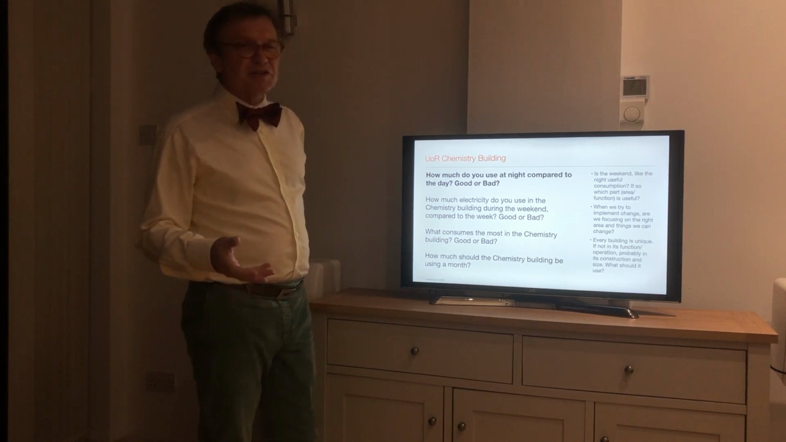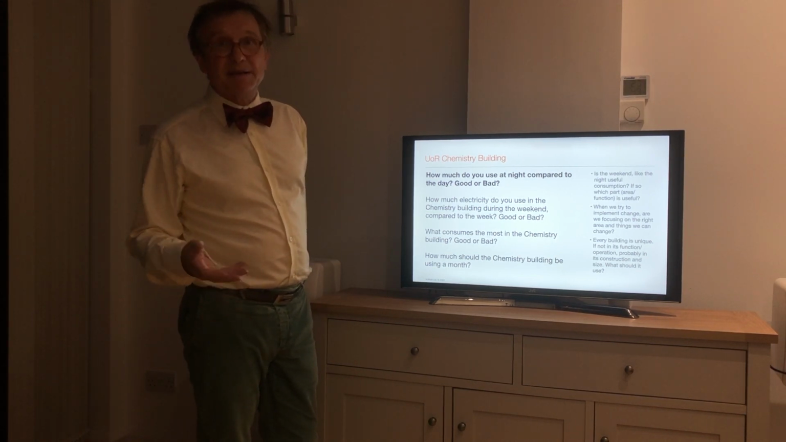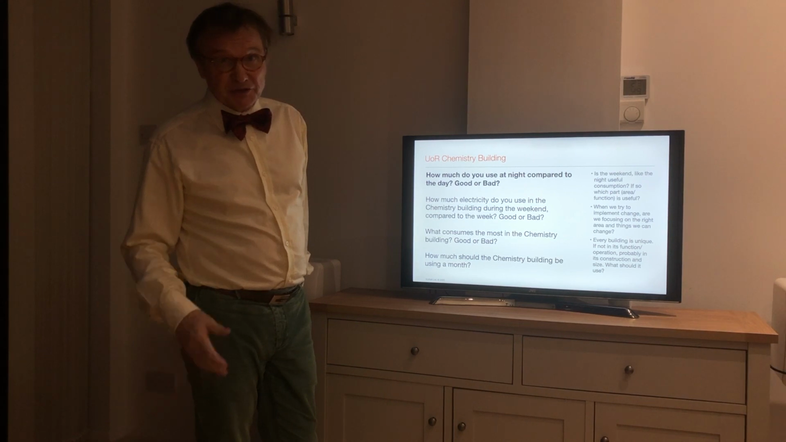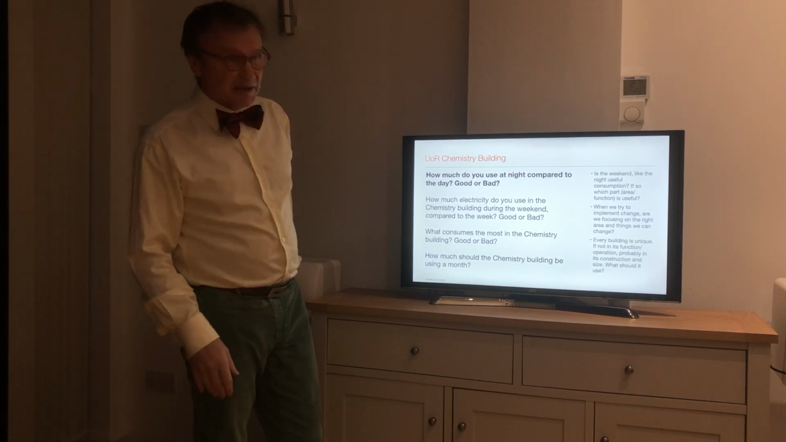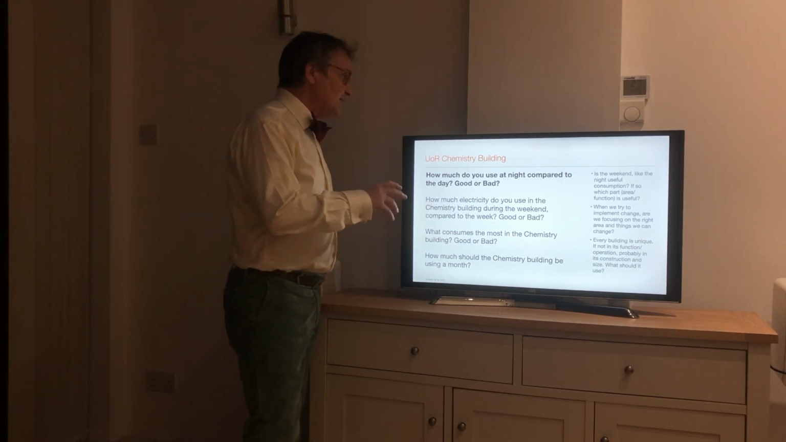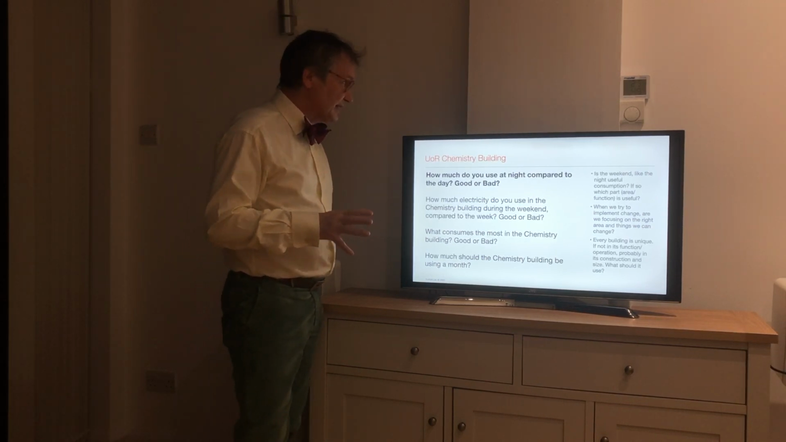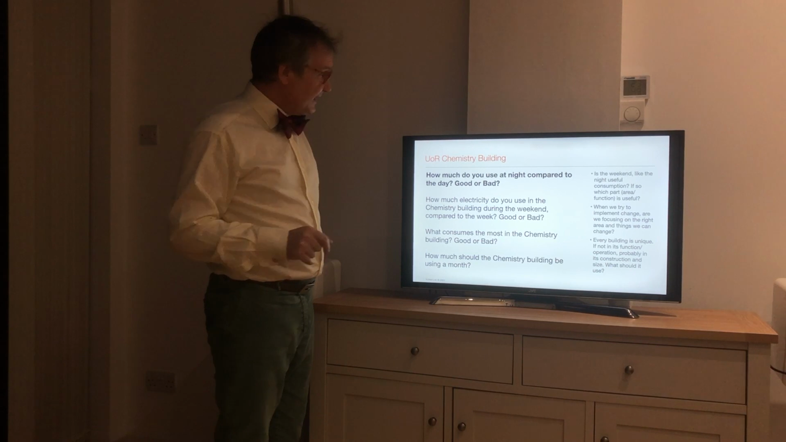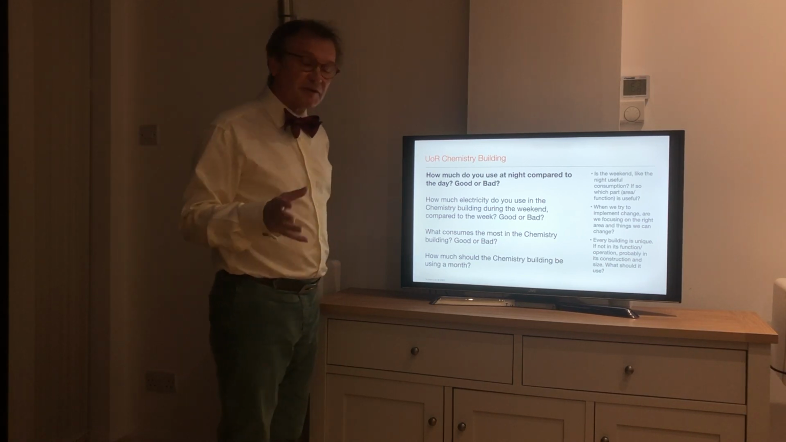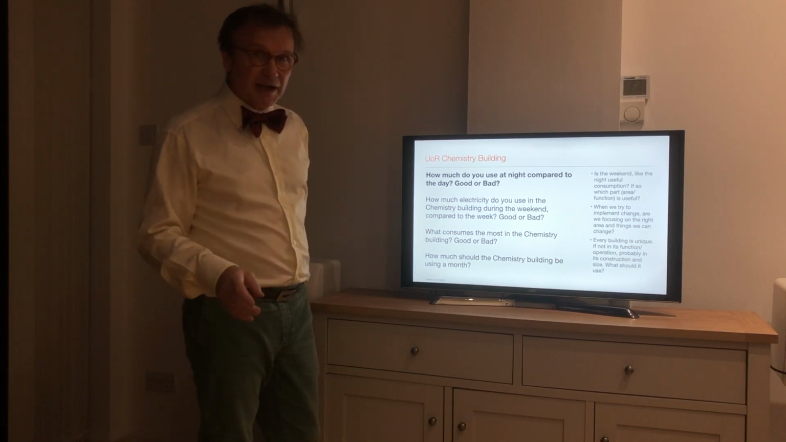So now I want to actually look at how we can use that tool to maybe effectively save some energy, or at least identify where we might go about saving energy. I'm going to stick with the chemistry building because we've been talking about it earlier on, and I'm going to look at the consumption at various parts there. First thing we might want to do is actually look at the consumption during the night compared to the day.